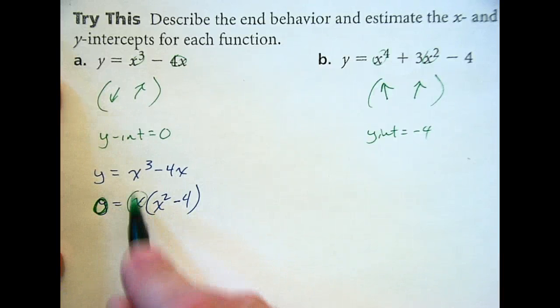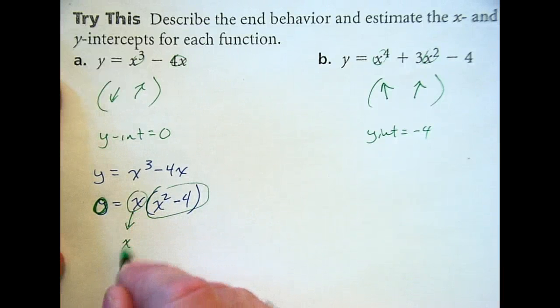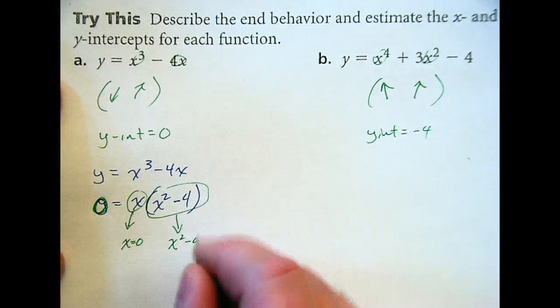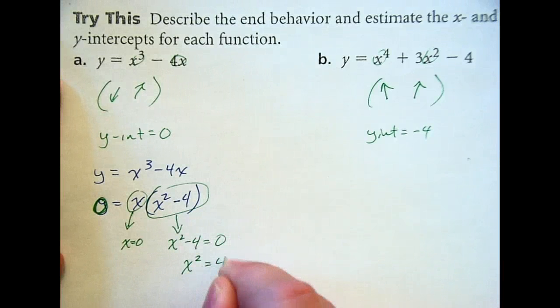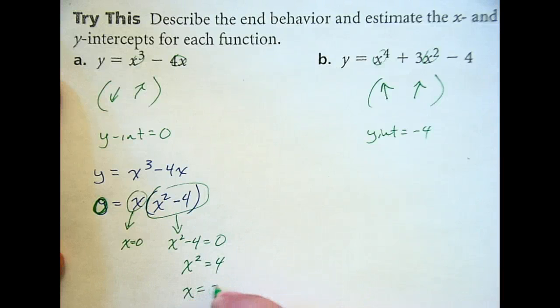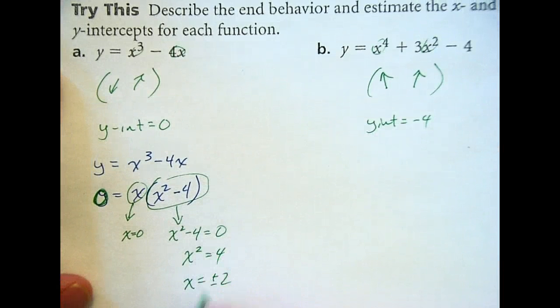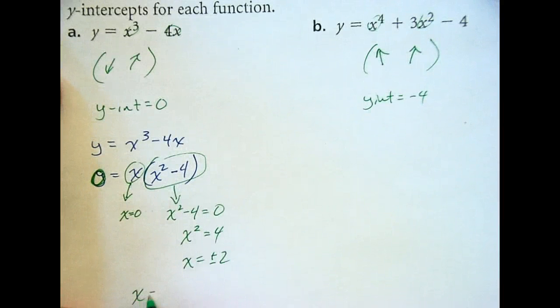Okay, then I know my x-intercept is when y is 0. So if this times this equals 0, well, that equals 0 when x is 0. And this equals 0 when x squared minus 4 equals 0. We add 4. X squared equals 4. We take the root. X equals plus minus 2. Make sure you impose, you're imposing a radical, right? So it's positive negative 2. So my solutions are x equals 0 and plus minus 2. So we have our x-intercept, our y-intercept, and our end behavior.